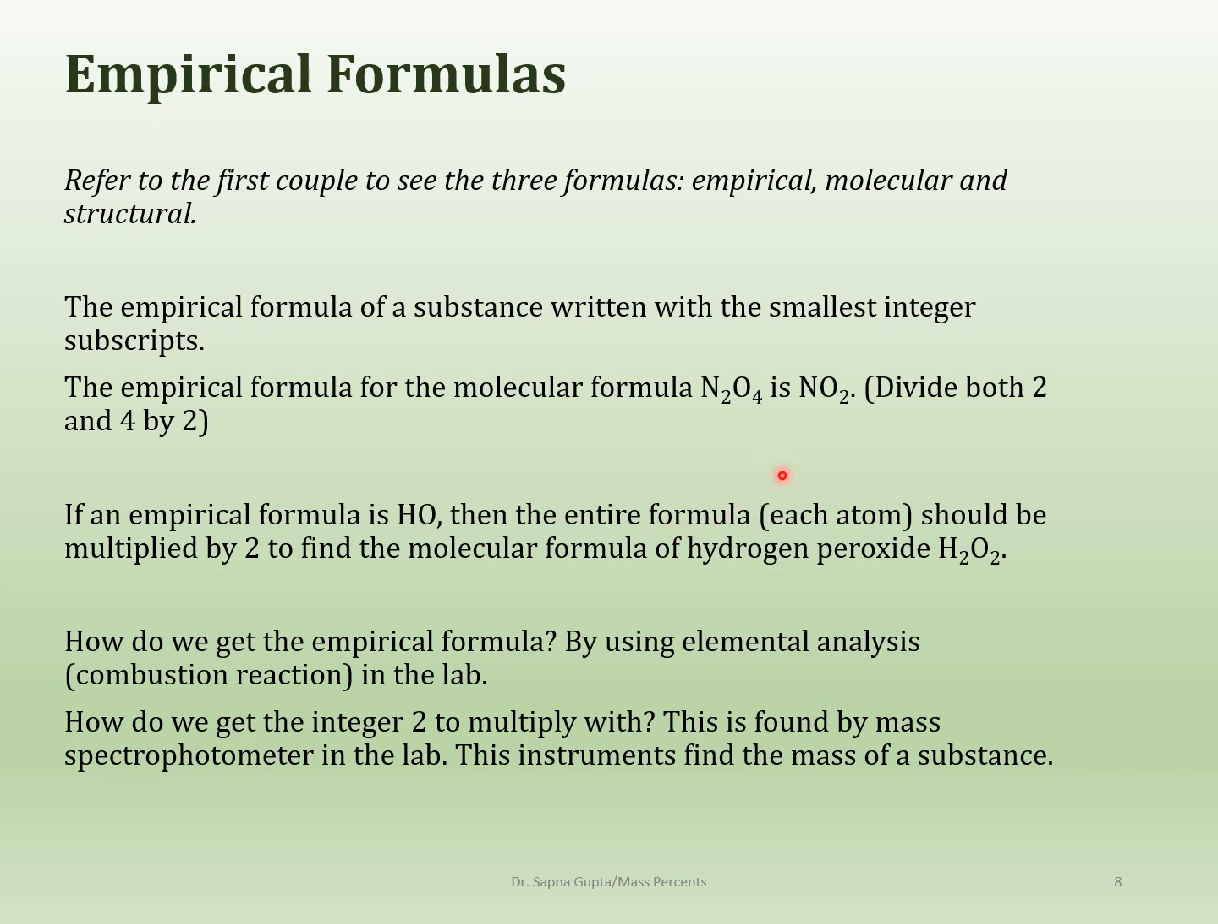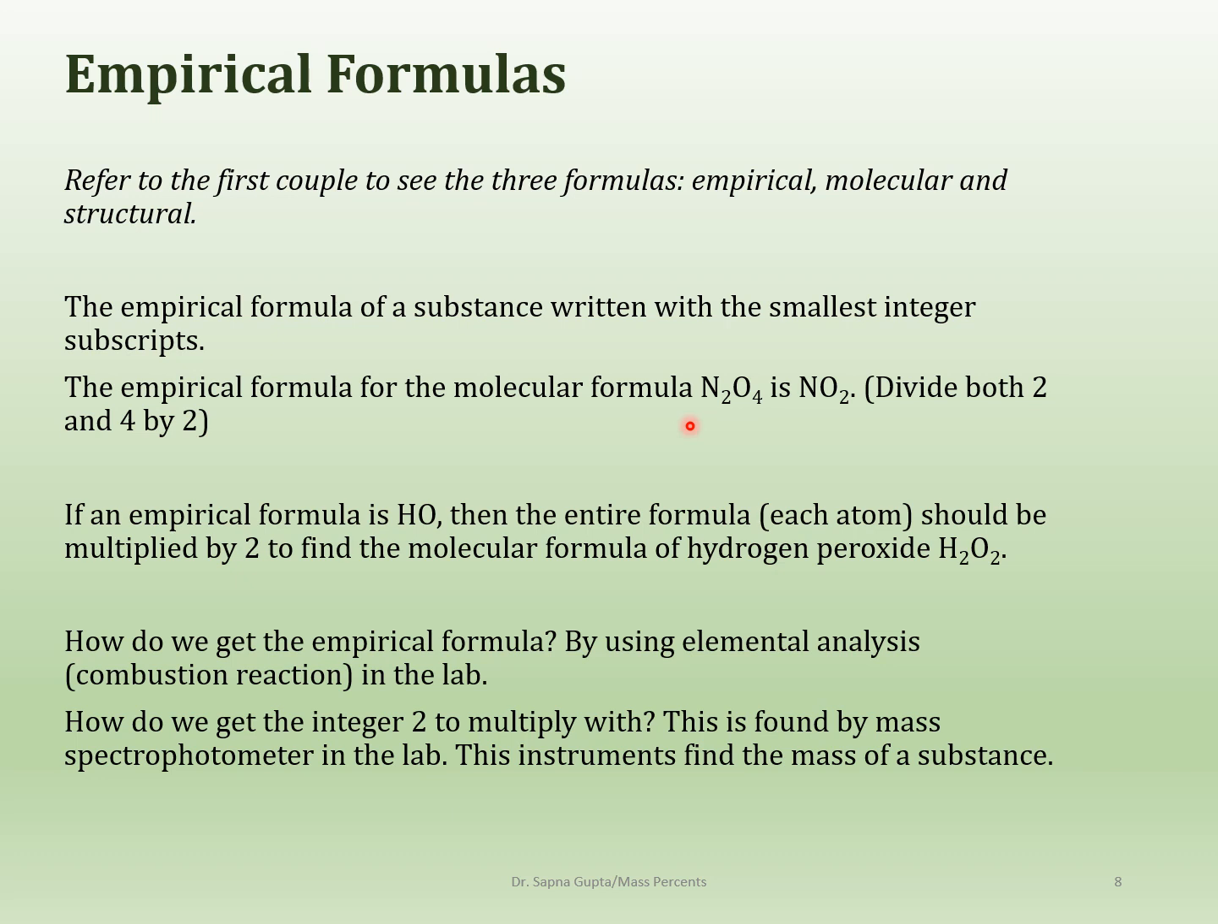Now, one last thing I want to mention here before I go on. When we are given empirical formulas, and we are not told the molecular formula, you need to find the molecular mass. So to go from the empirical formula to the molecular formula, you need to multiply it by an integer. How do you find that integer?